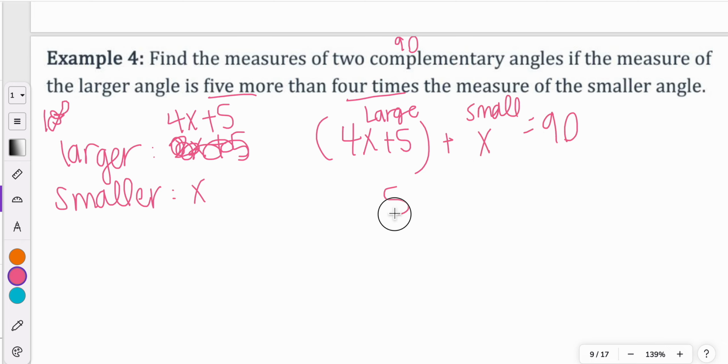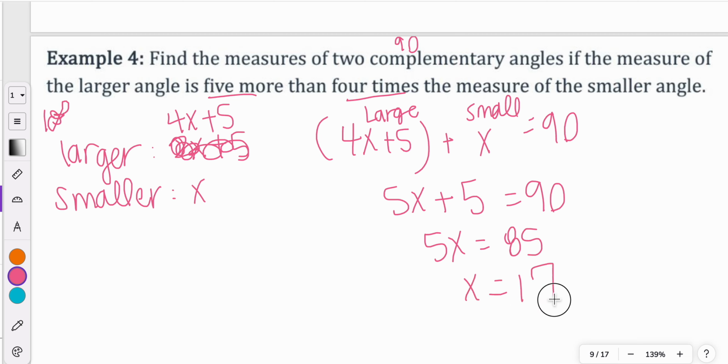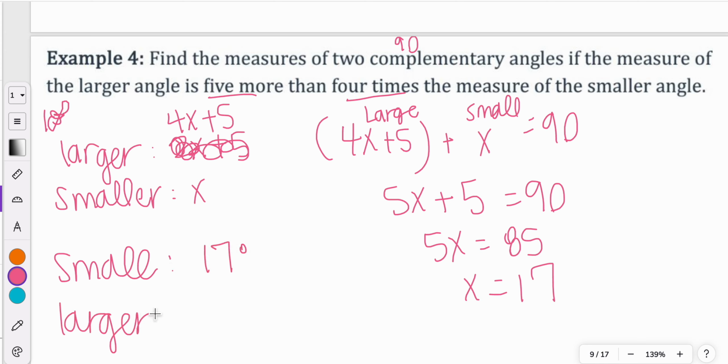Let's combine some like terms here. So 5x plus 5 is equal to 90, or 5x is equal to 85. So that means x has to be 17. So my smaller angle is 17 degrees, but for my larger one, I can either do 90 minus 17 or plug x right back in to that 4x plus 5. Either way, you should get 73 degrees.